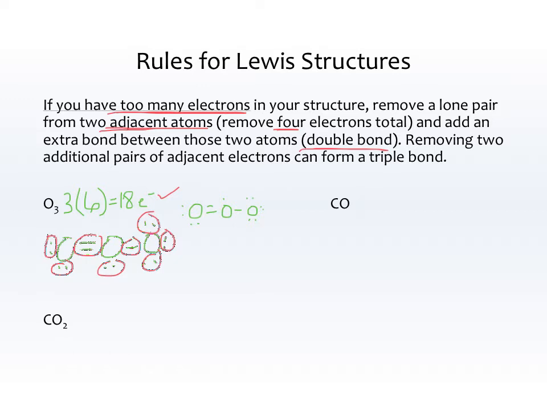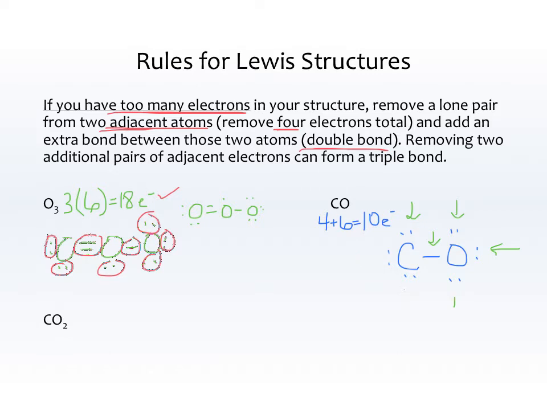For CO, carbon has 4 valence electrons. It's in group 14. Oxygen has 6 valence electrons. It's in group 16. There should be 10 electrons when all is said and done. So we have C, line O, with an octet for both of them. Neither of those atoms is special. So now let's count what we have. We've got 2, 4, 6, 8, 10, 12, 14. 14. That's a problem because I'm only supposed to have 10.